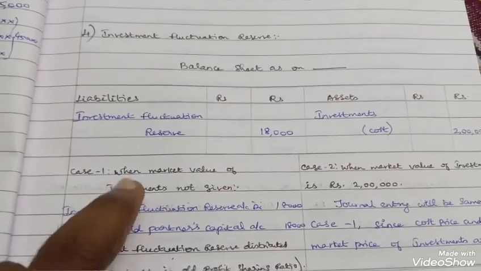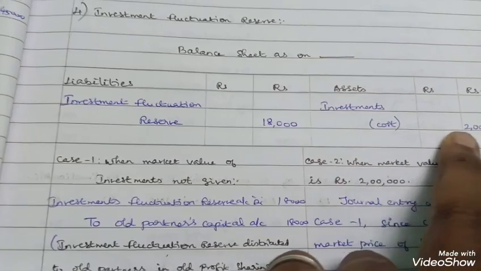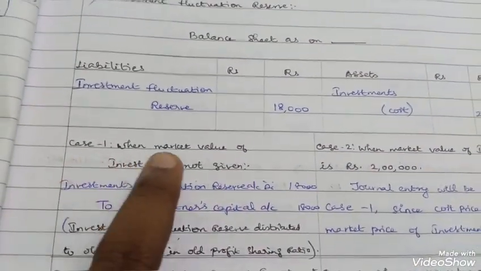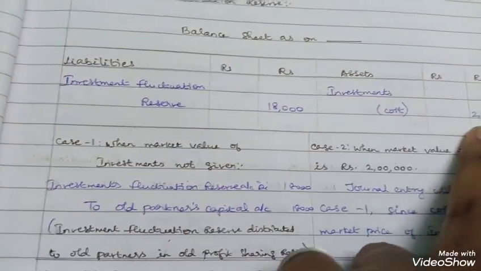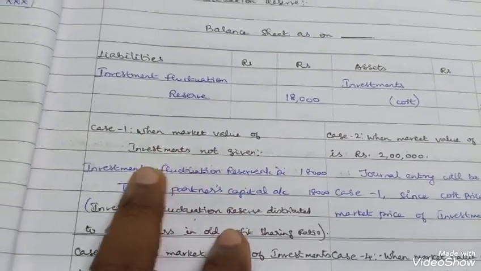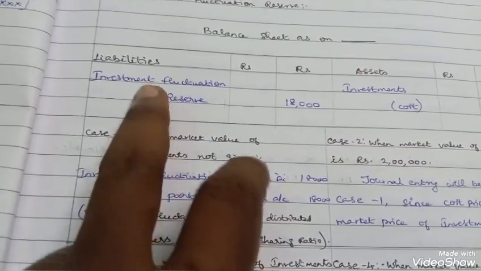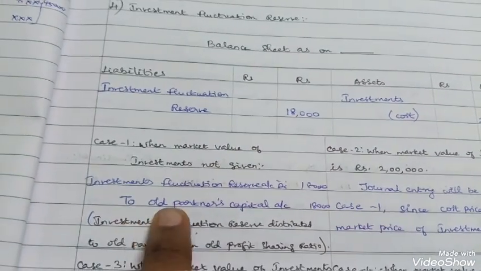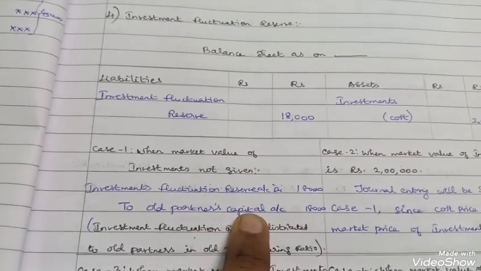For example, in this scenario, investment fluctuation reserve is 18,000 and the investments inside the balance sheet are 2 lakhs. So case 1, when the market value of the investments is not given. Investments at cost price are 2 lakhs inside the balance sheet, but in case 1, in the adjustments, they have not given the market value of investments. Then in that scenario, just take this investment fluctuation reserve and share it in the old profit sharing ratio between the old partners. That is case 1.